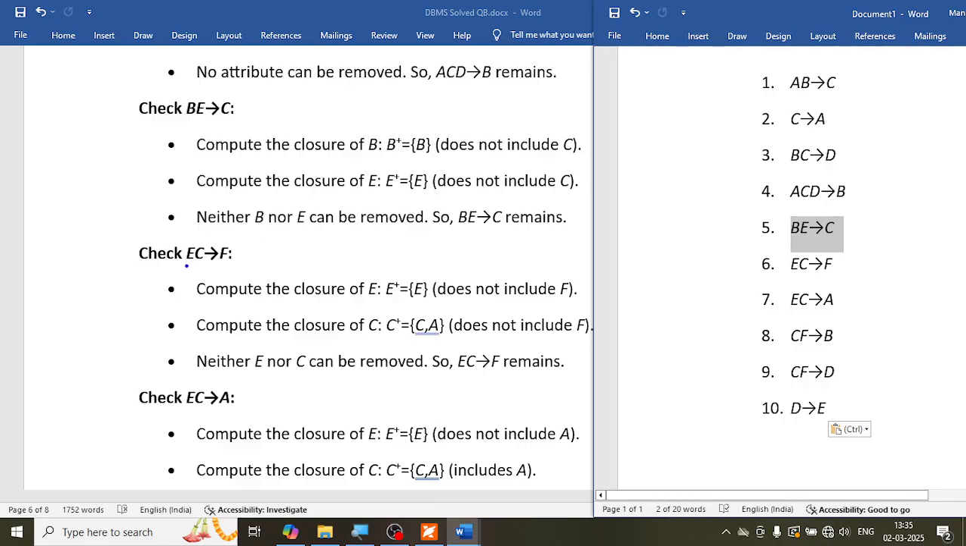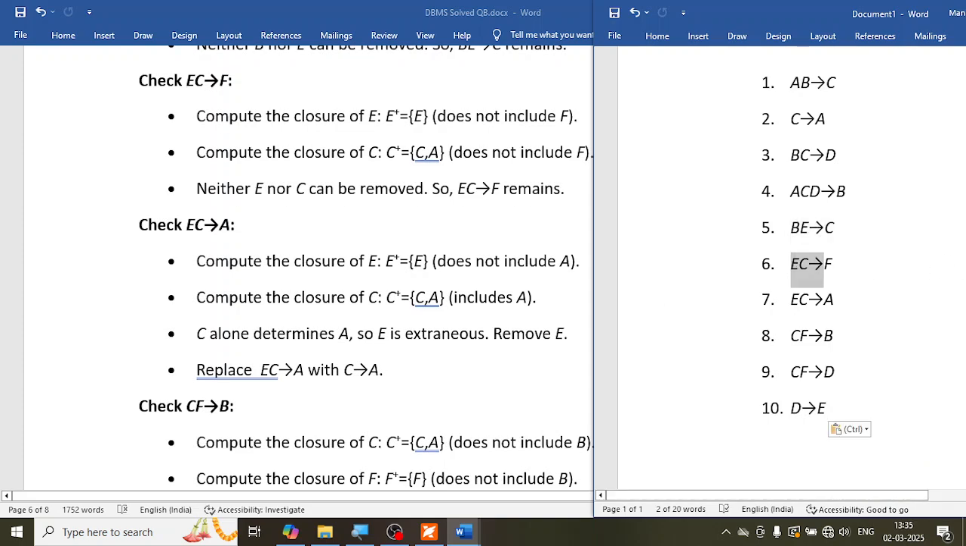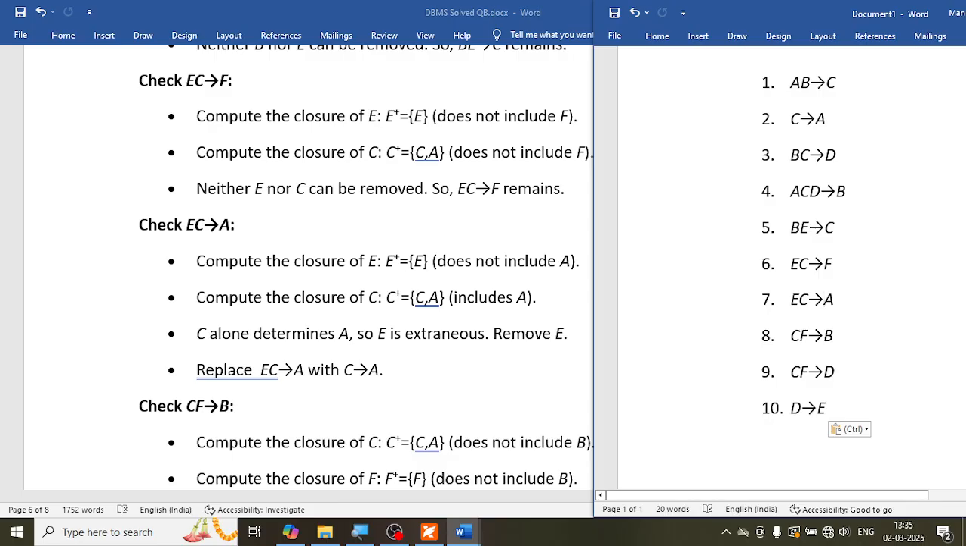Let's go with the EC, whether it will derive EF. Let's start with E. We know very well E cannot derive anything. Let's look at C, whether C can derive EF. C will derive C itself. Also, C can derive A, but what we are interested in is F, which is not decided by C. We will say that we cannot eliminate any of them. Let's go with the EC, whether it derives EF. EC derives A, not F.